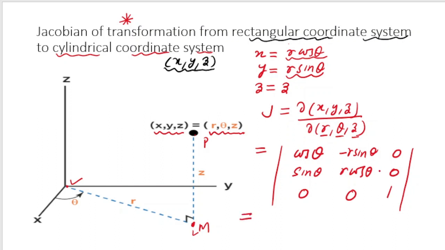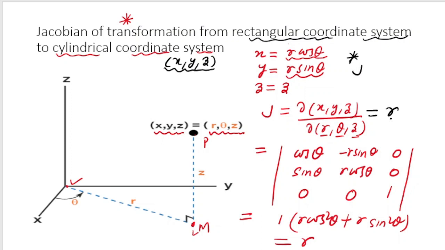So if you expand this about the third column or third row, 0 into anything will become 0, 0 into anything will become 0, and this will be 1 times r cos square theta plus r sin square theta. So what I get is equal to r. So this is an important result, very popular. You have to keep in mind that the Jacobian of transformation that I have already written here is equal to r, where this distance is equal to r.